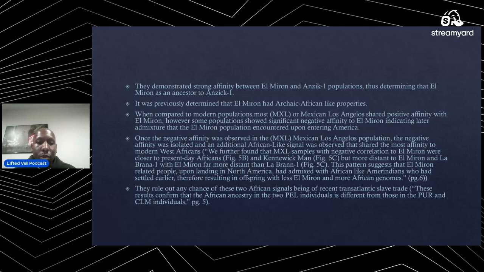The study said, quote, "We further found that the MXL samples with negative correlation to El Moran were closer to present-day Africans in Kennewick Man, but more distant to El Moran and Lagoa Santa 1, with El Moran far more distant than Lagoa Santa 1. This pattern suggests El Moran related people upon landing in North America had admixed with African-like Amerindians who had settled earlier, therefore resulting in offspring with less El Moran and more African genomes." This is a direct quote. I got the page on there. It's on page 6.